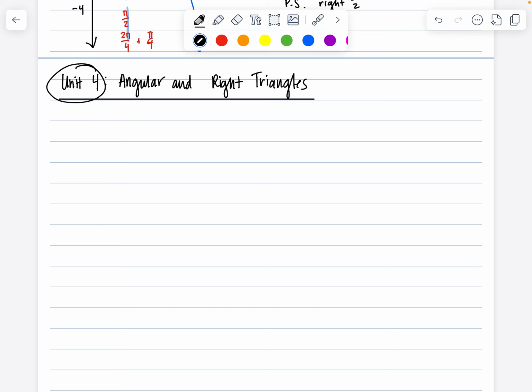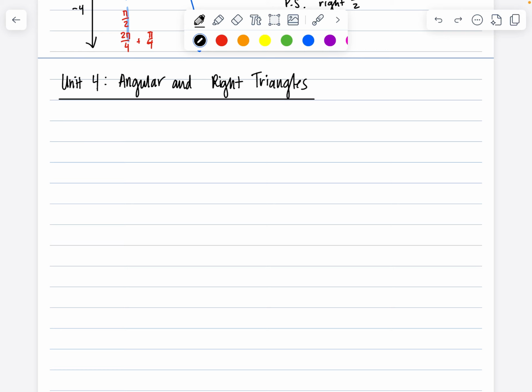We are going into a new unit, and that is on triangles, and we're going to be talking about angular and right triangles. For the most part, we're going to focus in on right triangles for now, and then we're going to talk about some non-right triangles using some very special equations, which is law of sines and law of cosines. But before that, we need to talk about right triangles, and we're breaking this up.